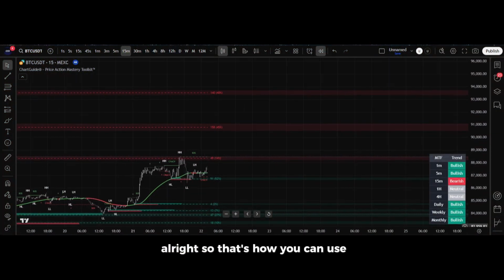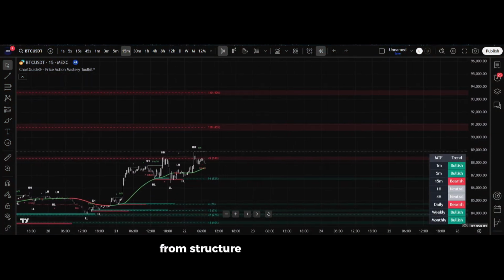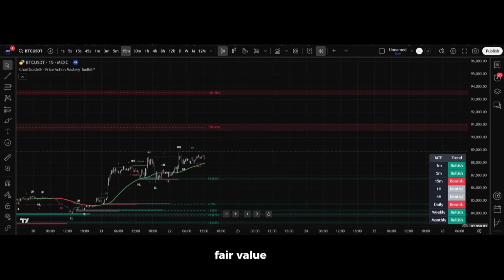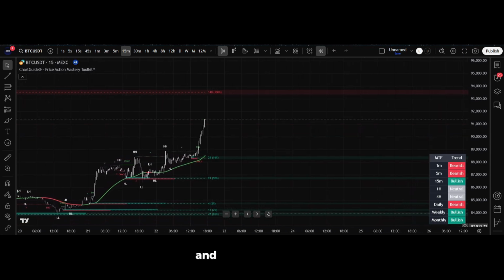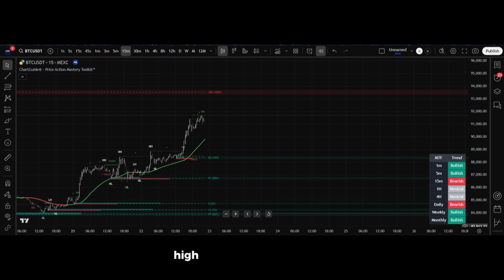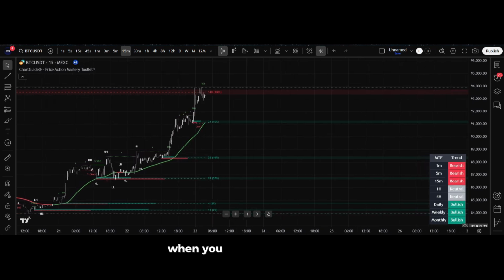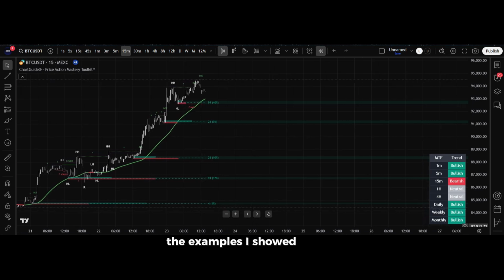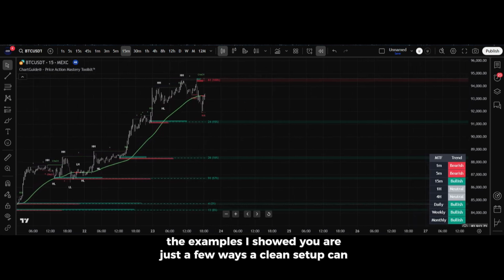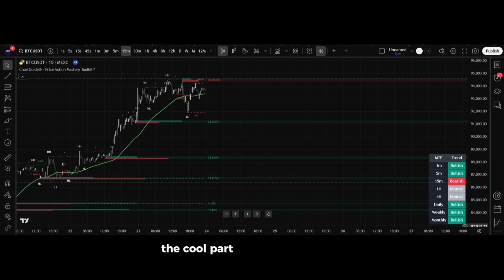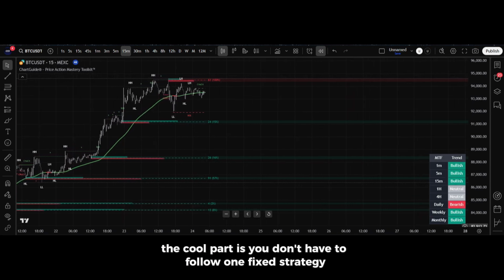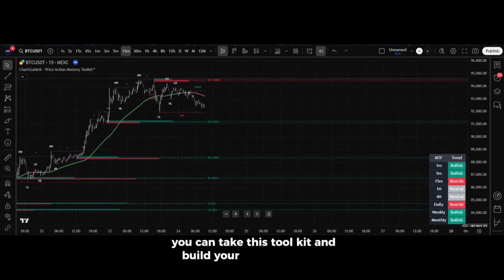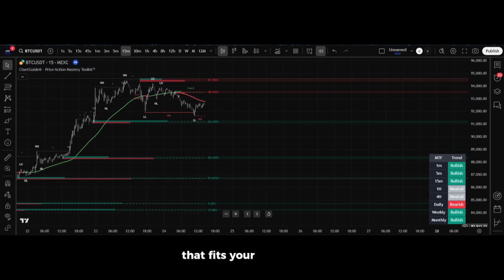Alright, so that's how you can use the ChartGuide Toolkit, from structure and CHoCH to order blocks, fair value gaps, trend confirmation, and liquidity sweeps to build strong, high probability trade setups. When you combine these tools together, they give you powerful setups. The examples I showed you are just a few ways a clean setup can look when everything lines up. The cool part is, you don't have to follow one fixed strategy. You can take this toolkit and build your own profitable strategy that fits your trading style.